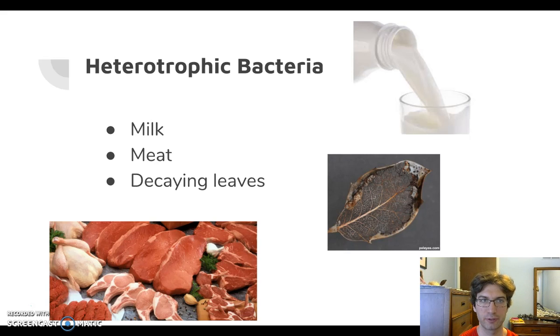Next is heterotrophic bacteria. These are bacteria that need to find sources of food. A lot of times these are going to be the bacteria that have the flagella because they need to be able to move around to find that food source. So different food sources for bacteria include milk, meats, and decaying leaves. I'm sure you're well aware of all the dairy products that bacteria help make.